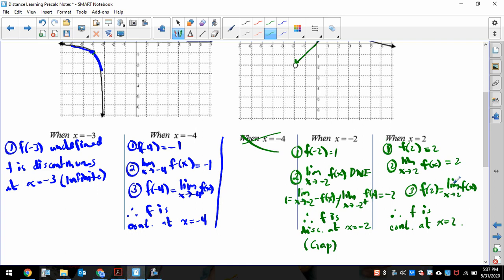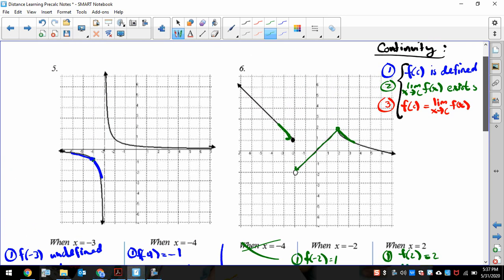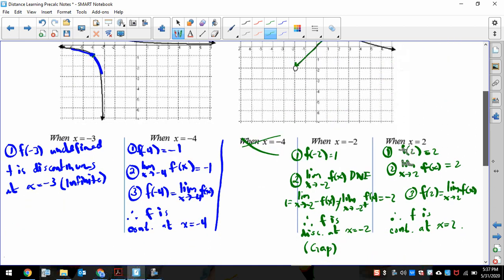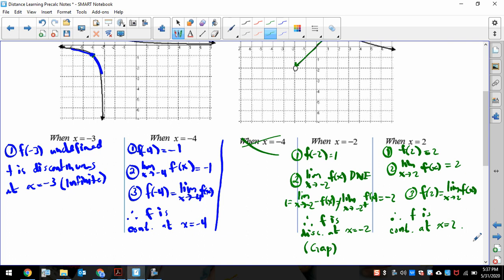Proof of continuity at all points in the function would take a little bit more effort than what we're able to do at this point. So this will have to be good enough for us.